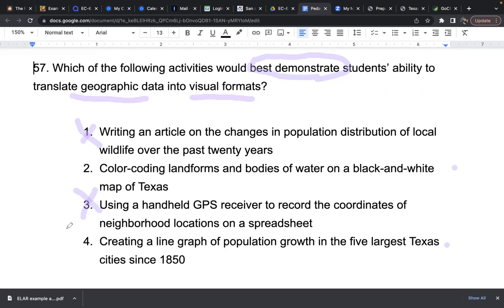I think it's the first, right? Because it says data. Line graph, population. I guess it's wrong. Is it wrong? 4 is the answer. Oh, okay, wow.